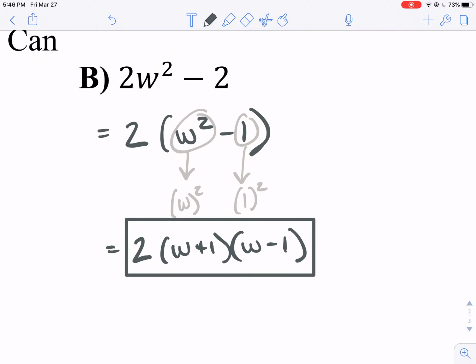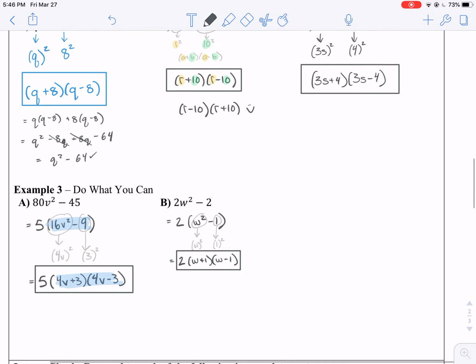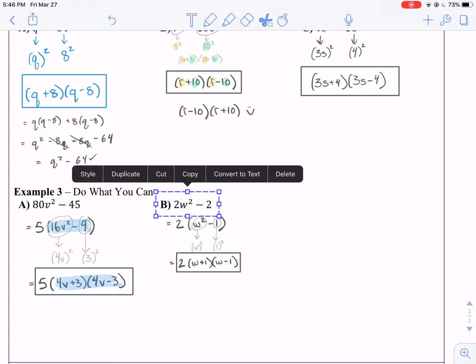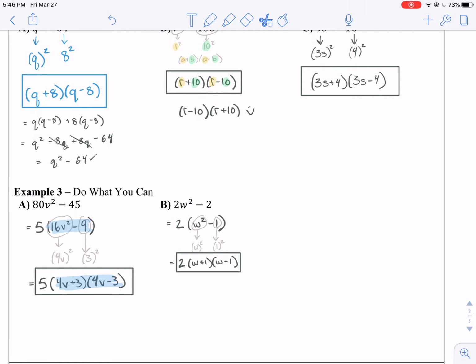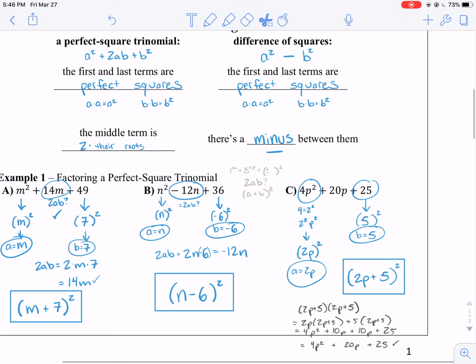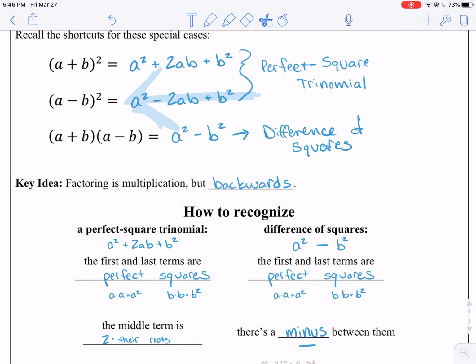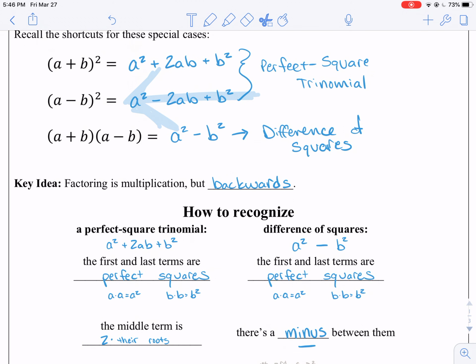Awesome work. And that's it. If you ever wonder, shoot, I don't know what to do here, just start out with a little baby step and see where that baby step takes you. Okay, so today we factored differences of squares. We factored perfect square trinomials by putting this knowledge into practice, but backwards.